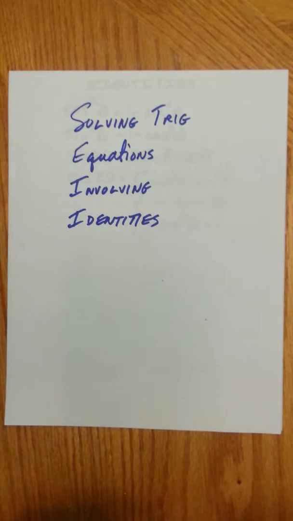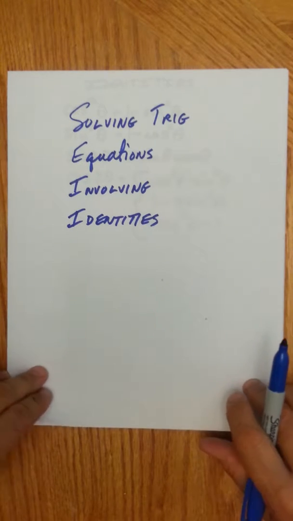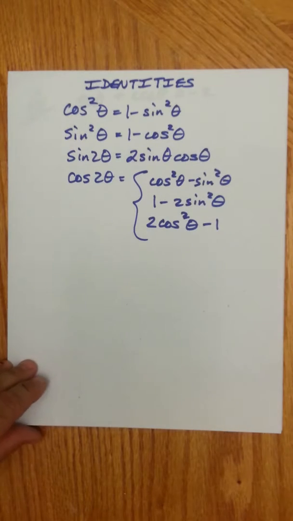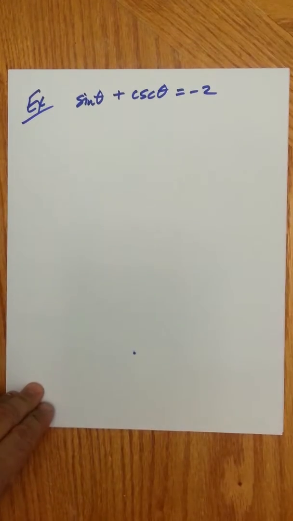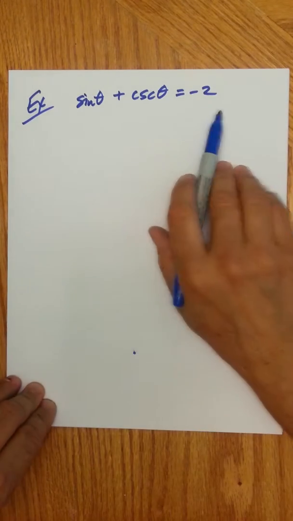Hello, we're going to look at another example of solving trigonometric equations involving identities. Again, I advocate knowing these identities at the minimum, and of course the most basic ones. So here we're going to look at this equation.